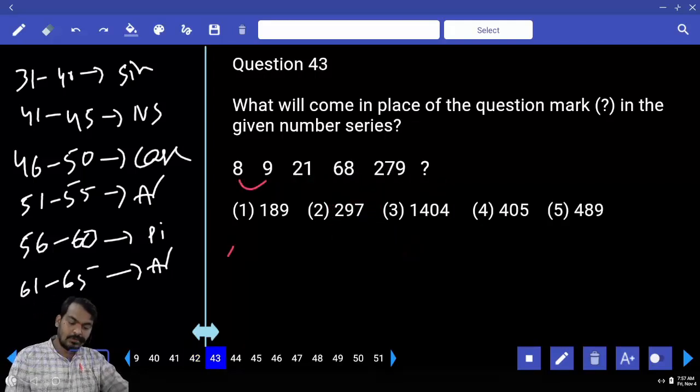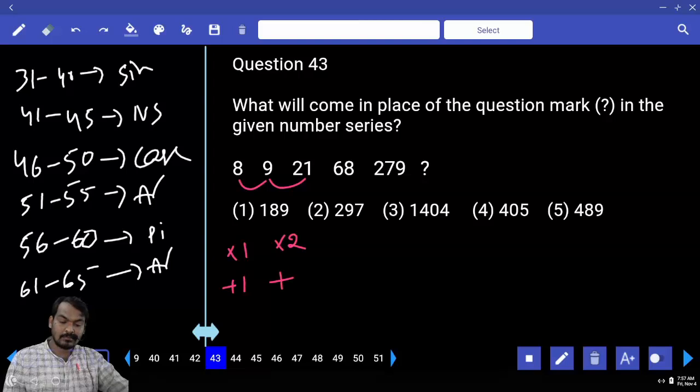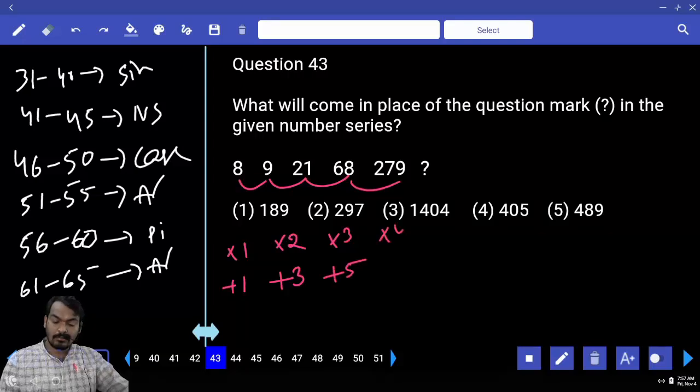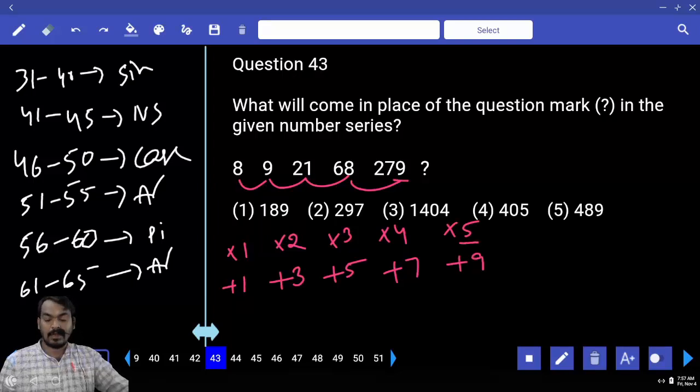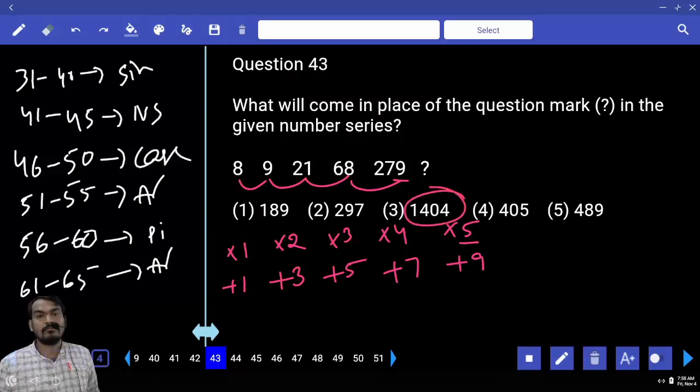Next 43. 82 is 9 into 1 plus 1 or not? Next 9 to 21, into 2 plus 3 or not? Next 21 to 68, into 3 plus 5 or not? Next one, into 4 plus 7 or not? 1, 3, 5, 7 are odd numbers or not? Next one, into 5 plus 9 or not? 9 into 5 plus 9 means it ends with 4 or not?